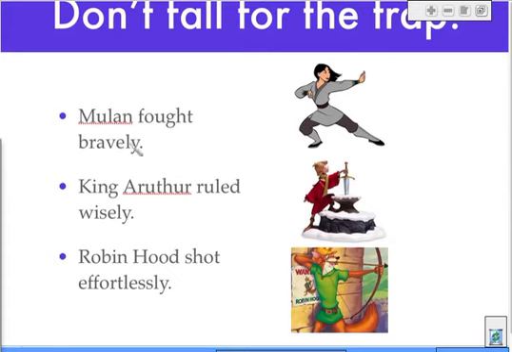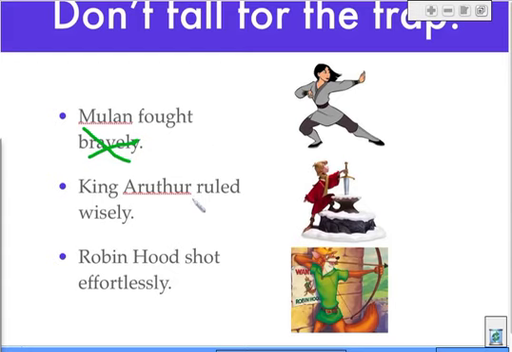Bravely, when you say that, that's actually describing how she fought. So bravely is not a person or a place, so that can't be it. So this would be not transitive or intransitive. Okay? I think sometimes you guys fall into this trap.